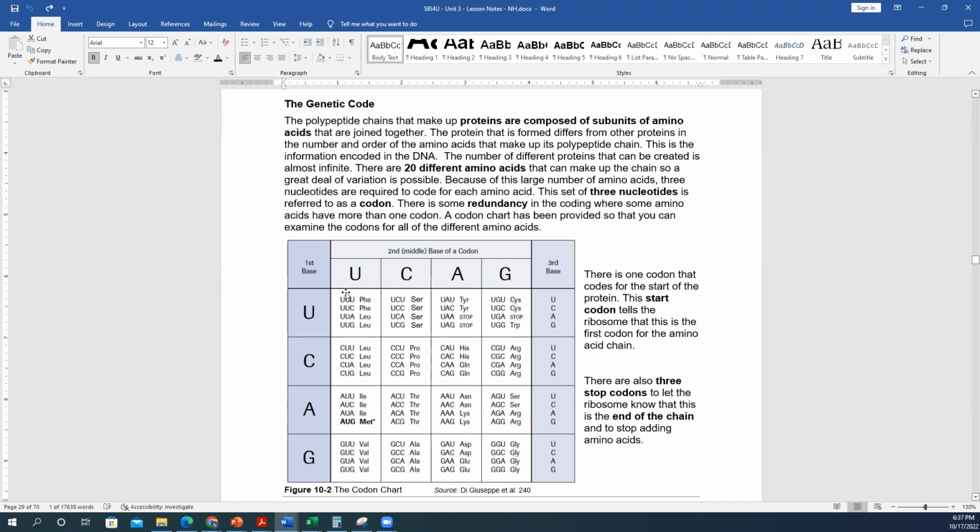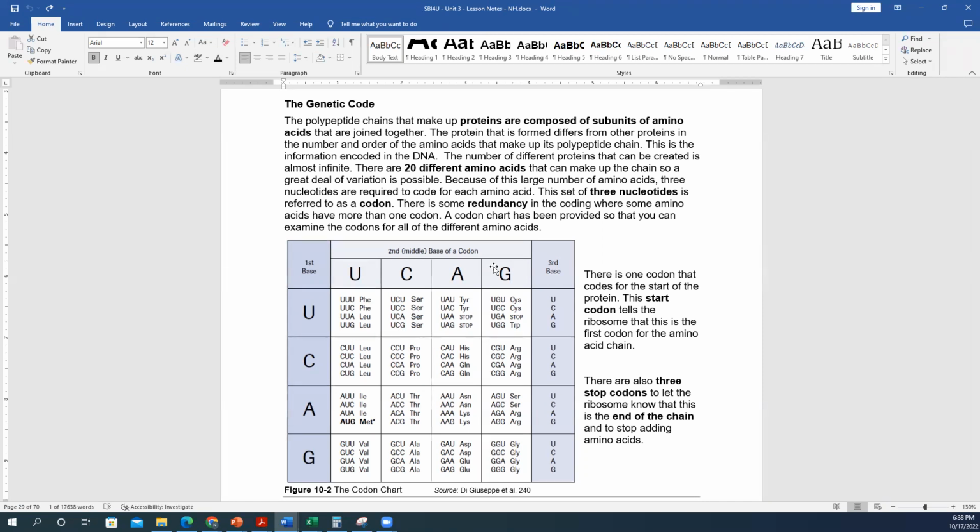So for example, UUU represents the amino acid phenylalanine, and CUU represents leucine. And as you can see, for example in leucine, there's quite a bit of redundancy in the codon, where some amino acids have more than one codon. Any of these, CUU, CUC, CUA, CUG, will give you a leucine, in addition to these two up here, UUA and UUG. So there's quite a bit of redundancy built into the code. This code chart shows you the codon for all of the 20 amino acids.